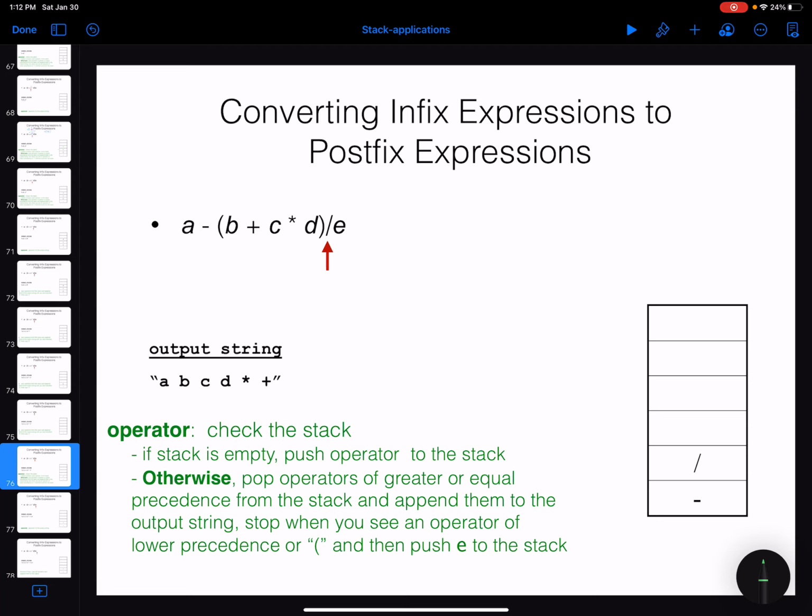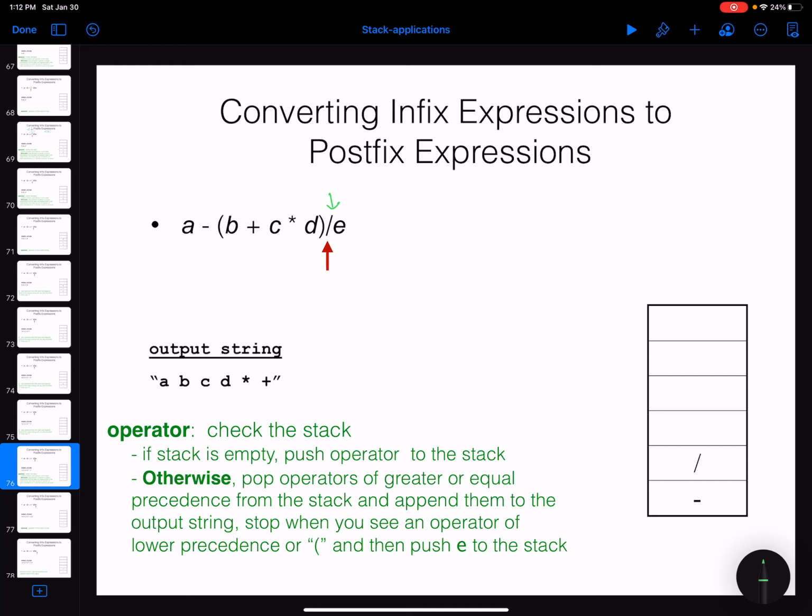The next token again is an operator. You see, when you have an operator, it should push to the stack. But before pushing it to the stack, you should make sure that for every previous operator that I have seen, if I need to write them in the output, I do. If I don't need to, I don't touch anything and I push it to the stack.